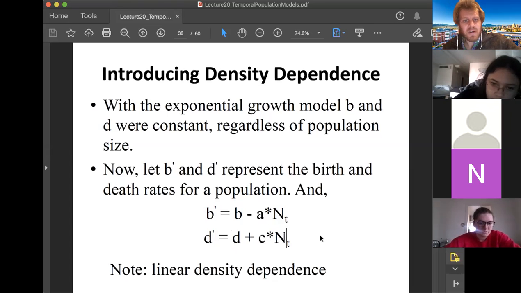Like when we interpreted simple linear regression models, our betas and our Ds represent the value of the covariate when X equals 0, or in our case, when N equals 0. And when N equals 0, that's when the population size is 0. And that's where we're going to have the most births and the least deaths, because there's the most resources available.